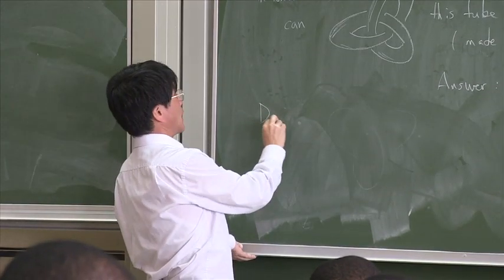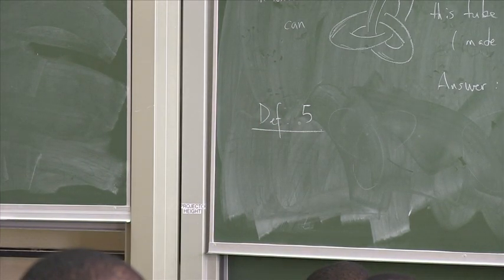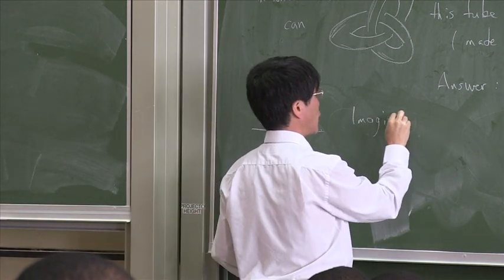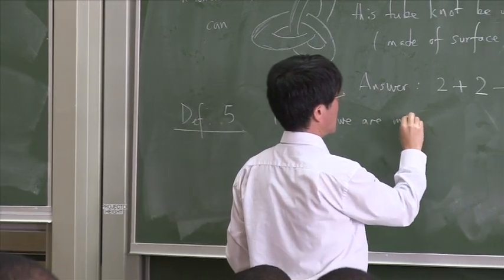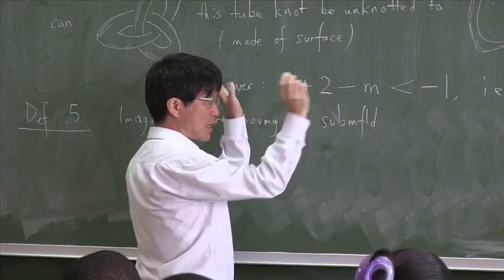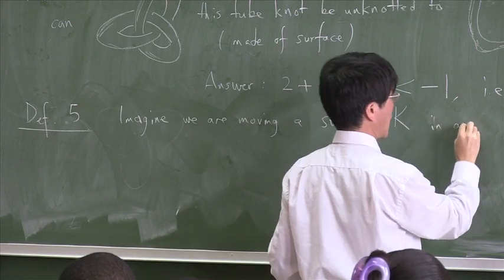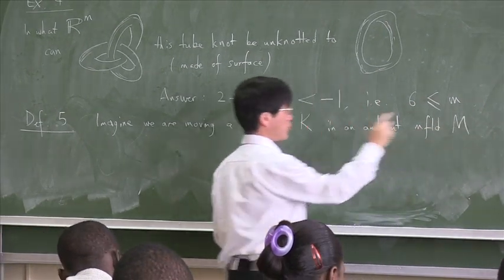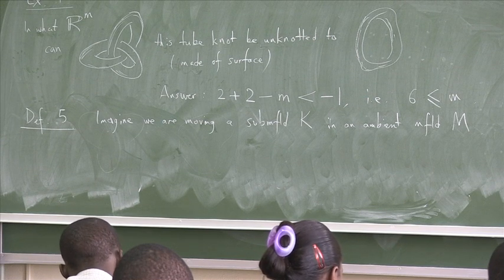Let's systematize this idea by introducing a piece of terminology. Imagine then, in general, that we are moving one object through some ambient space. Imagine we are moving a manifold, just think of it as a geometric figure, K, in an ambient manifold, M. You remember the abbreviation MFLD, that stands for manifold, a strange term which just means geometric figure.